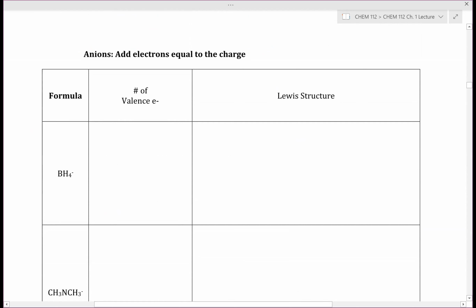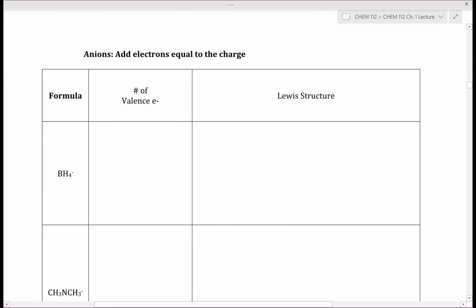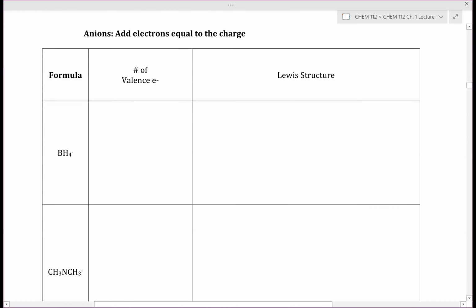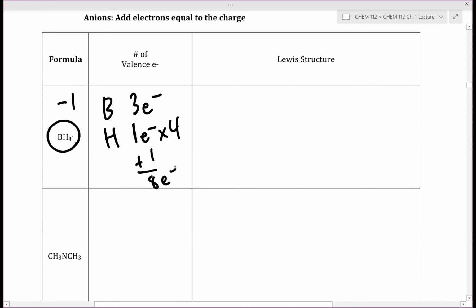So let's talk about a few common anions. All of these structures are strategically chosen as these are intermediates that we'd encounter throughout this class. I'll do the first one. This is BH4 or borohydride. Now, if we have an anion at play, we add electrons equal to the charge. So boron is contributing 3 electrons. These hydrogens are contributing 1 electron, and we have 4 of them. Since we have a -1 charge, do we add or subtract an electron? Add, exactly. So we have 8 electrons to work with.